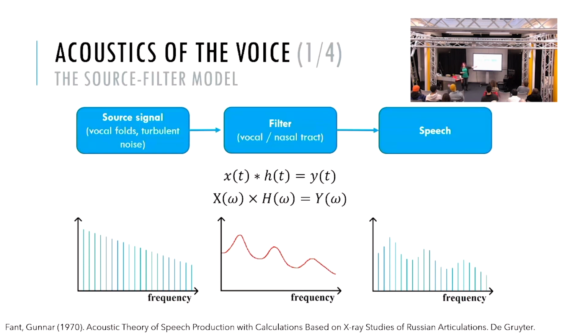This is essentially a subtractive synthesizer, if you want to think of it that way. We have a broadband source, and we have a filter with a bunch of different resonances, and we change those resonances by changing the shape of our vocal tract. What you get out at the other end is the speech signal. So it's pretty much a straightforward convolution type situation.